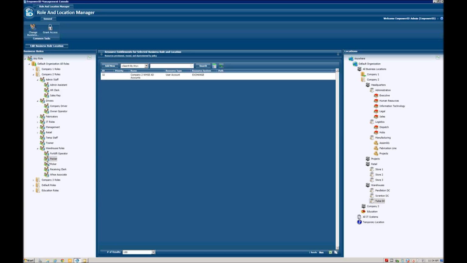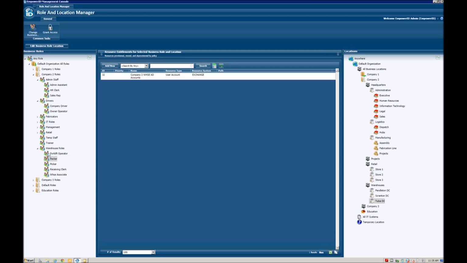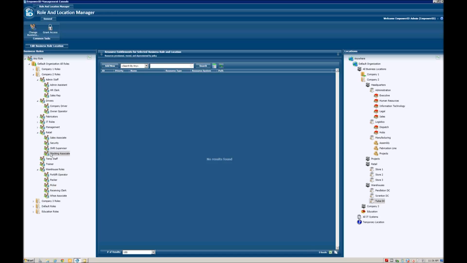And then I've got picker, packer, etc. And these, of course, would become a lot more extensive in a real company, because you've got a lot more warehousing roles than are depicted here. But this gives you the idea of how we could start breaking that down so that we could begin doing assignments at that level. And then on the retail side, we can have our different retail roles associated with our different stores.